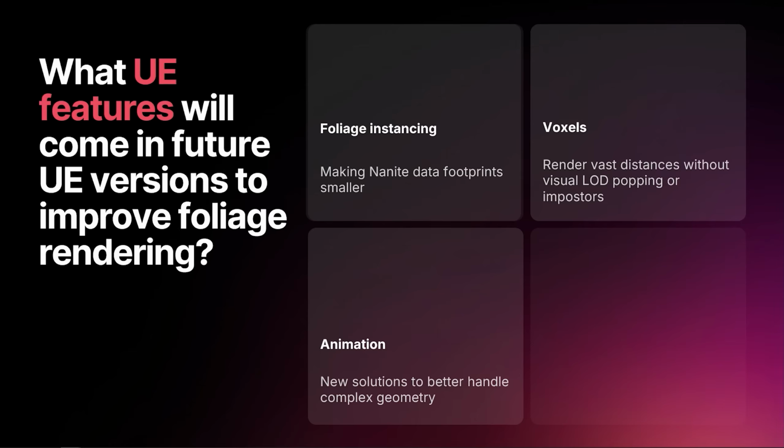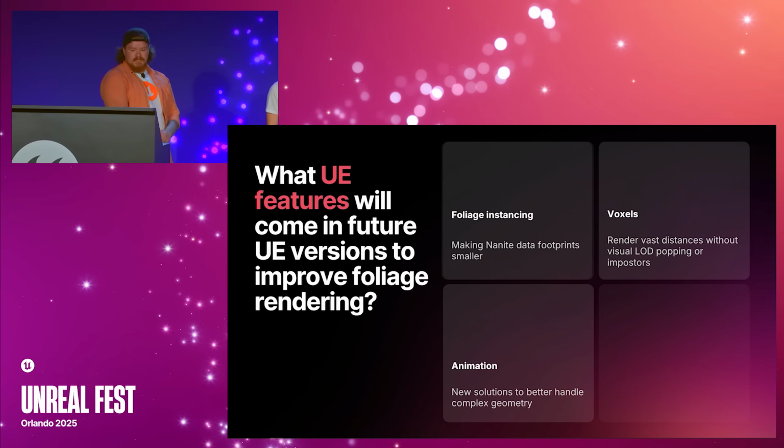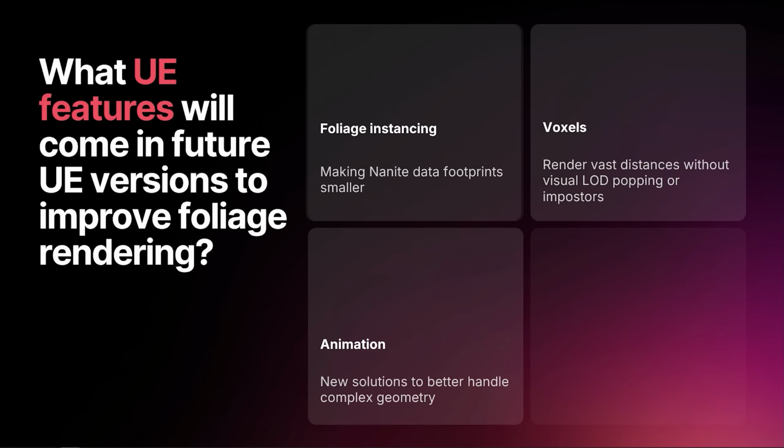We will also cover these newly revealed features in more detail, of course. So Nanite assemblies, how we plan to utilize this to lower the disk and memory footprint of assets of high complexity. More in depth on voxels, how this enables us to render vast distances without popping or the need for imposters. We'll also share more details around the skeletal and skin foliage for wind.